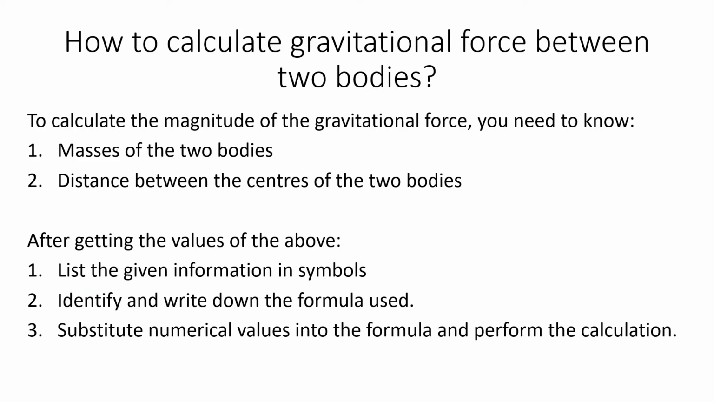Here is the way to calculate the gravitational force between two bodies. To calculate the magnitude of gravitational force, there are two things that need to be obtained. Number 1, the masses of the two bodies, and number 2, the distance between the centers of the two bodies. Once you get the values of the above, follow the 3 steps here. Step 1, list the given information in symbols. Step 2, identify and write down the formula used. Step 3, substitute numerical values into the formula and perform the calculation.